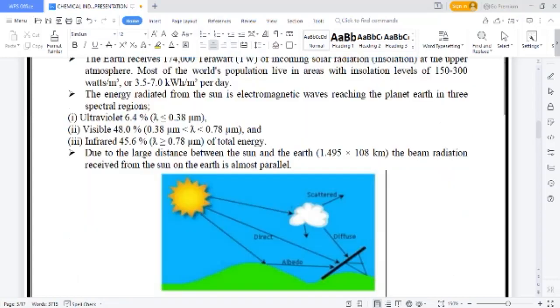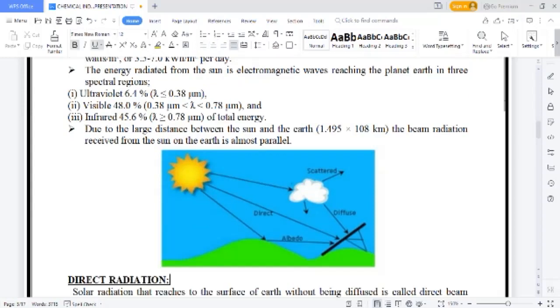Due to the large distance between the sun and the earth, which is 1.495 multiplied by 10^8 kilometer, the beam radiation received from the sun on the earth is almost parallel. Now, these are the radiations which are coming from the sun to the earth. There are three types of radiations: first is direct, second is diffused, and third is scattered.